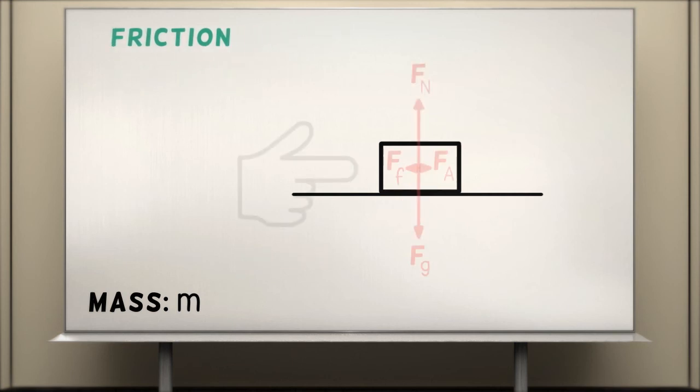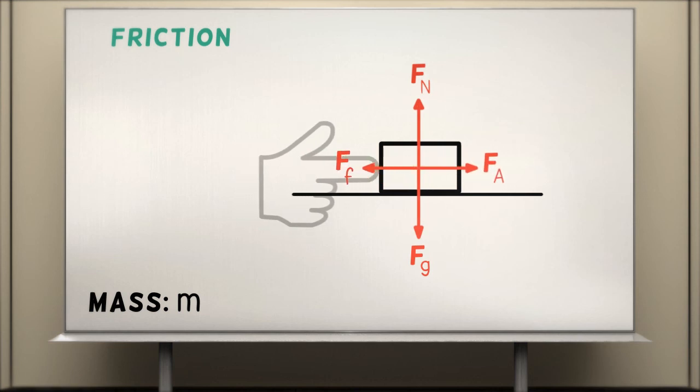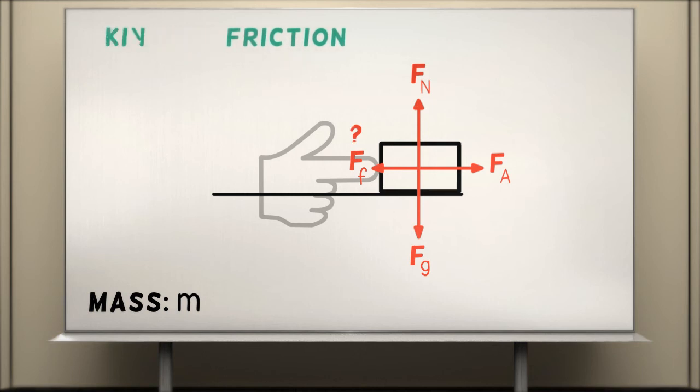So what happens when we push harder than the maximum force that static friction can return? It turns out that there's another type of friction that takes over once an object is moving. And you'll be happy to hear that it's a tiny bit simpler than static friction. Kinetic friction is what we call the force of friction acting on a sliding object, and its formula is Ff equals μk multiplied by Fn.